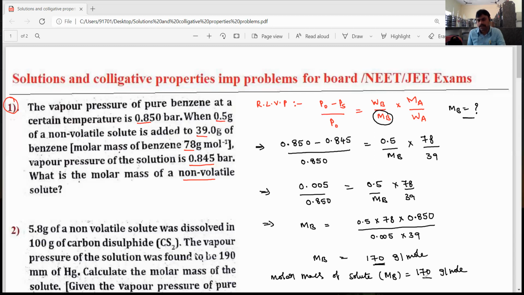Okay, students, this kind of question is very, very important, and the second question is also related to the same. This is about the first question. Okay students, let's go for the second question.